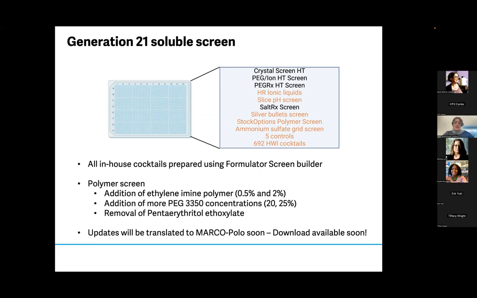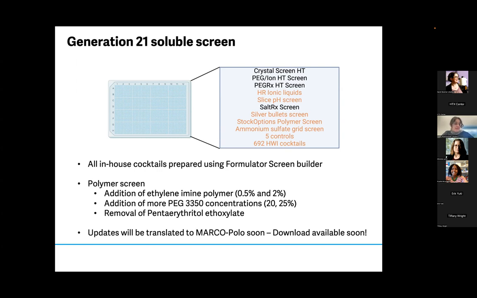So the only difference for Generation 21 is that a few reagents in the polymer screen have changed. And if this is a problem, you need to take it up with Hampton, because they are the ones who changed their polymer screen. So effectively, they added ethylene amine polymers. So this is PEI. You might use this to transfect your cells, but it can also be used as a crystallization polymer additive. And we've added this in our screen at 0.5% and 2%. We've also added 2 more PEG 3350 concentrations. So I think before we had 40% and 15%, and now we additionally have 20 and 25%.